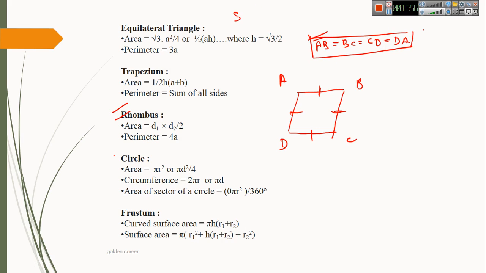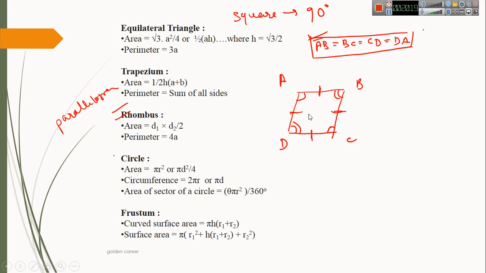But for a square, all the angles are 90 degrees, but here the angles are not 90 degrees. Here the opposite angles are equal. Rhombus is also a parallelogram which has all the sides equal.